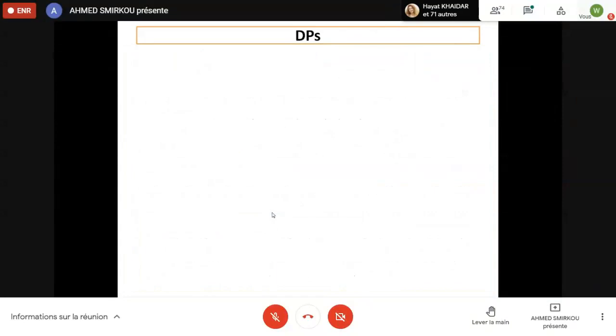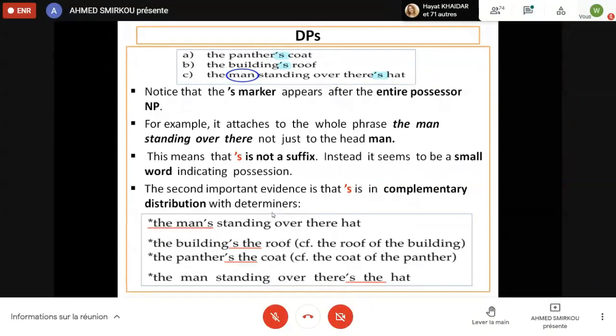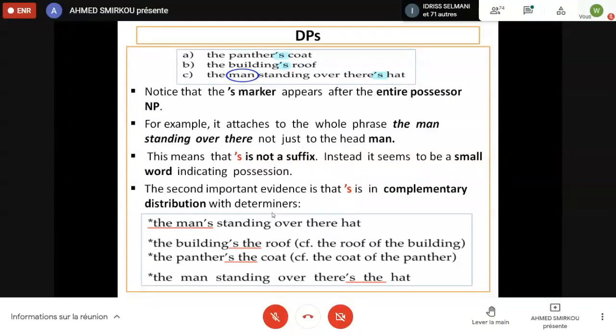Yes? So, complementary distribution occurs whenever we have a separation between the position and the possessed, right? Yes, syntactically, yes. Okay.